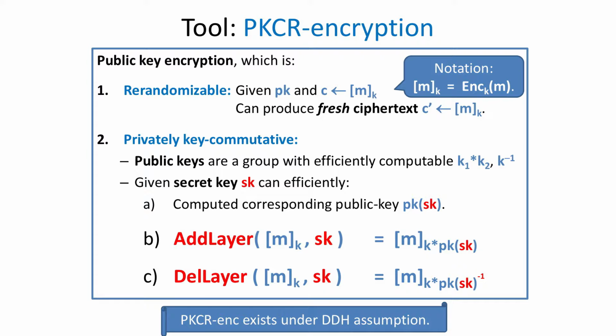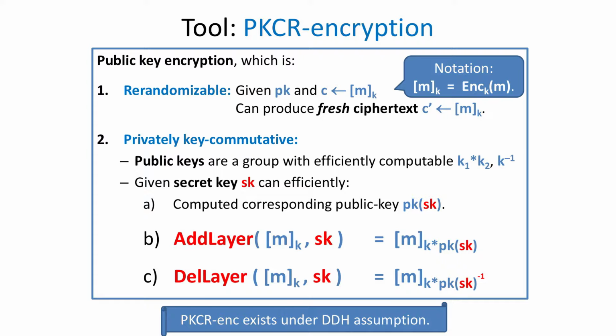And I want it to be key commutative. Privately, I mean that I need it to be key commutative only if I have the secret key. I don't need it to be with the public key. So I have this notation that M bracket K is the encryption of M under public key K. And if I have the secret key, I want to be able to efficiently compute the public key corresponding to it. And I want to be able to add an encryption layer and delete an encryption layer.